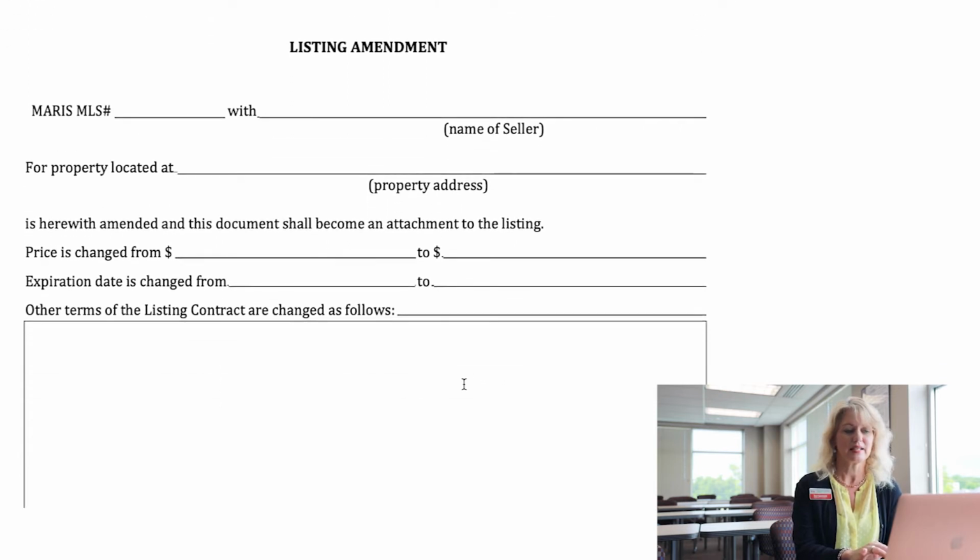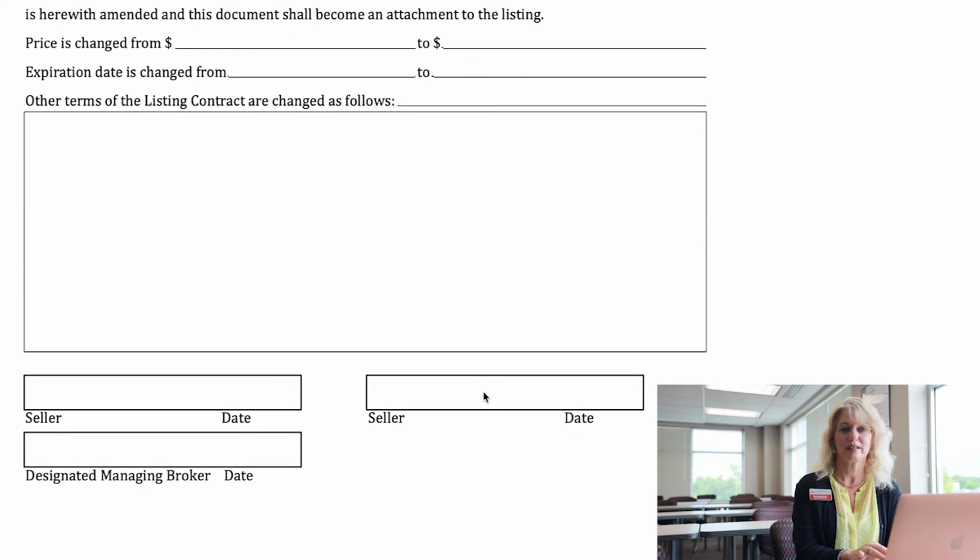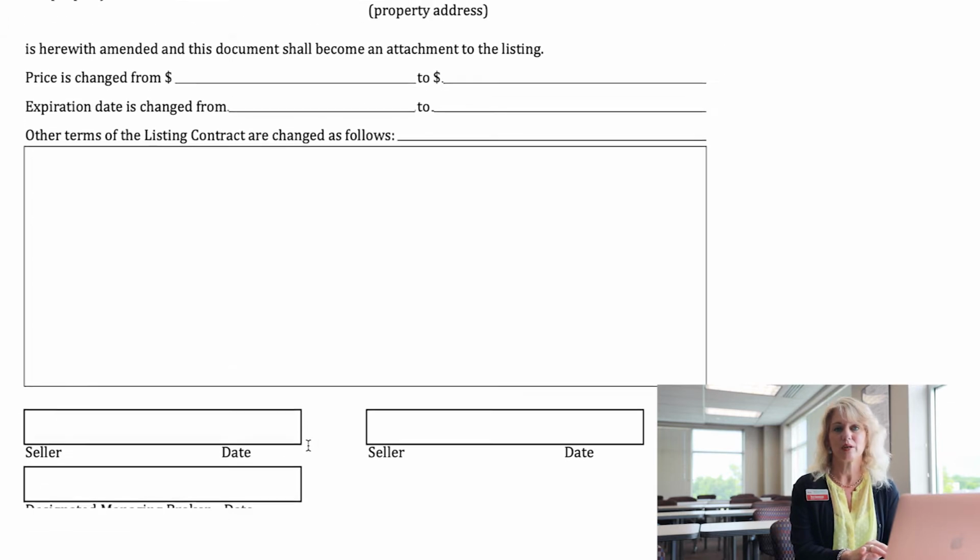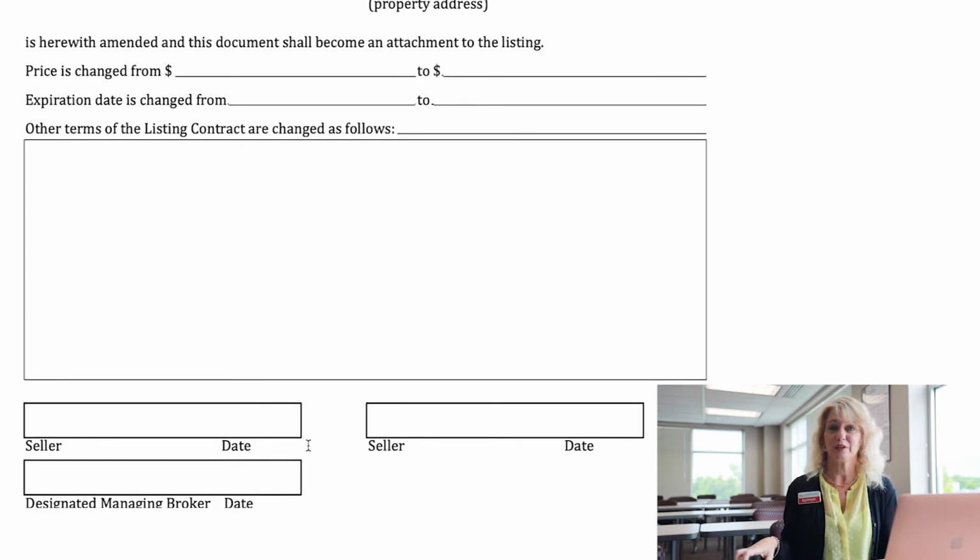other terms that change, N/A. The seller signs, and then you don't sign this form, but you do need to make sure I sign this form, because this is changing the listing agreement that the seller has with Keller Williams Marquis. And so I have to sign as the representative of Keller Williams Marquis.